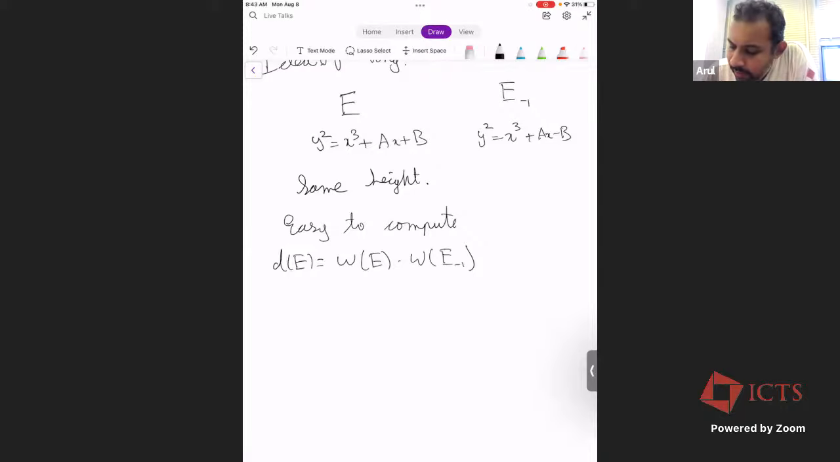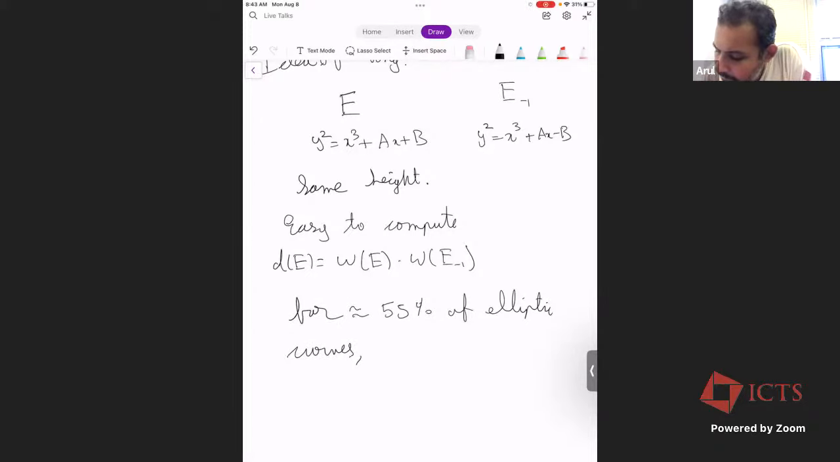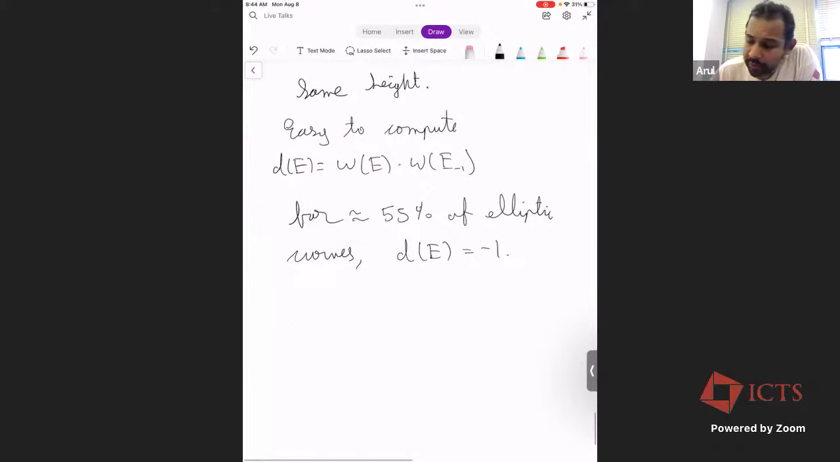So we prove that there exists a family which consists of about 55% of elliptic curves, where D of E is -1. So for this very large set of elliptic curves, if you twist by -1, the root number changes. Now they have the same height. So this produces lots of curves with both root number 1 and root number -1.